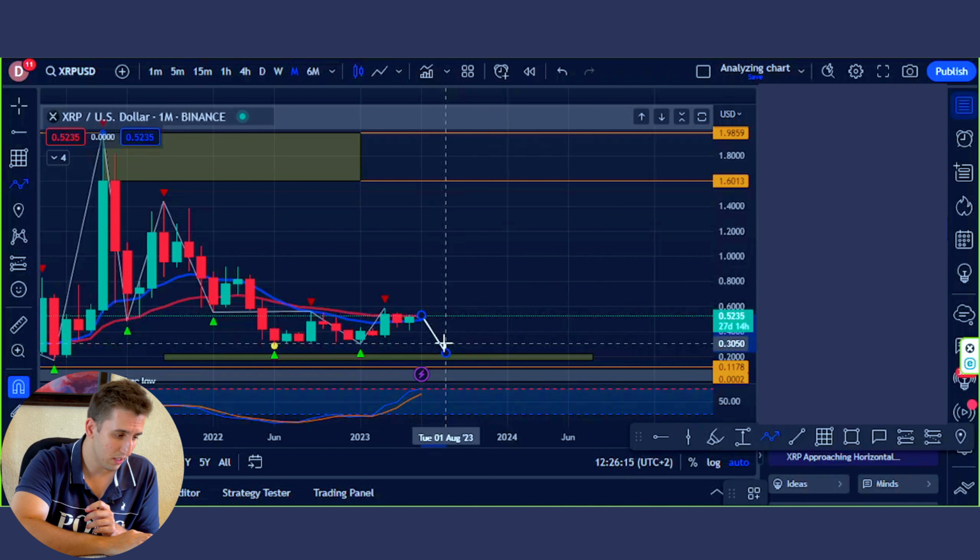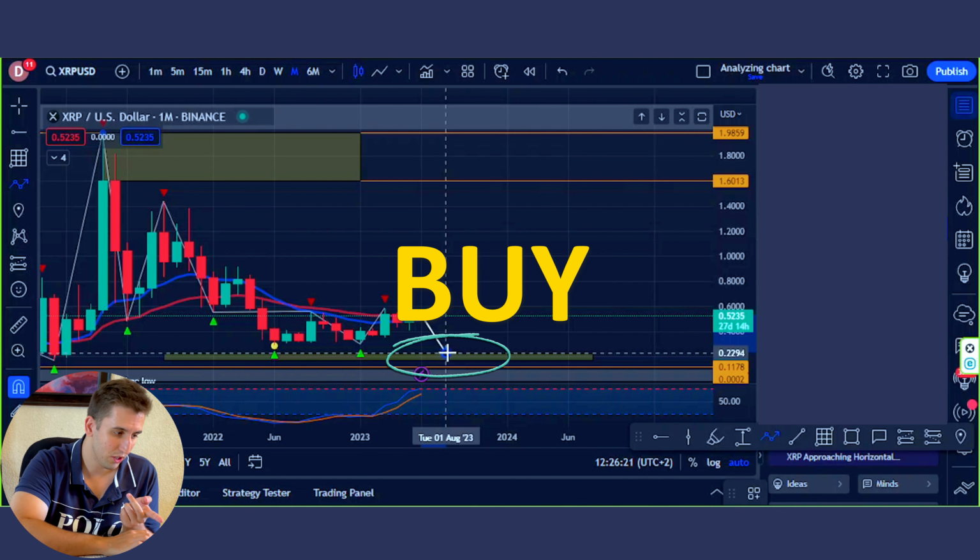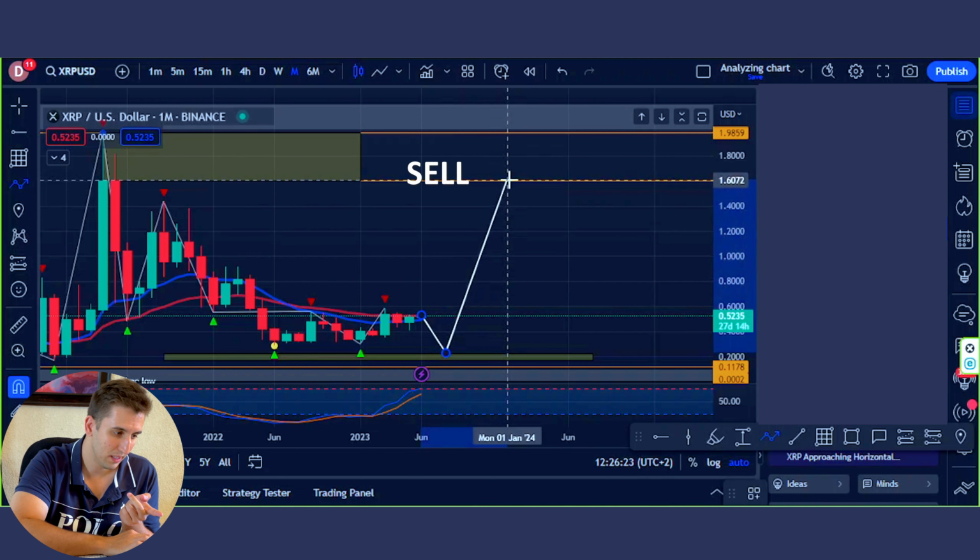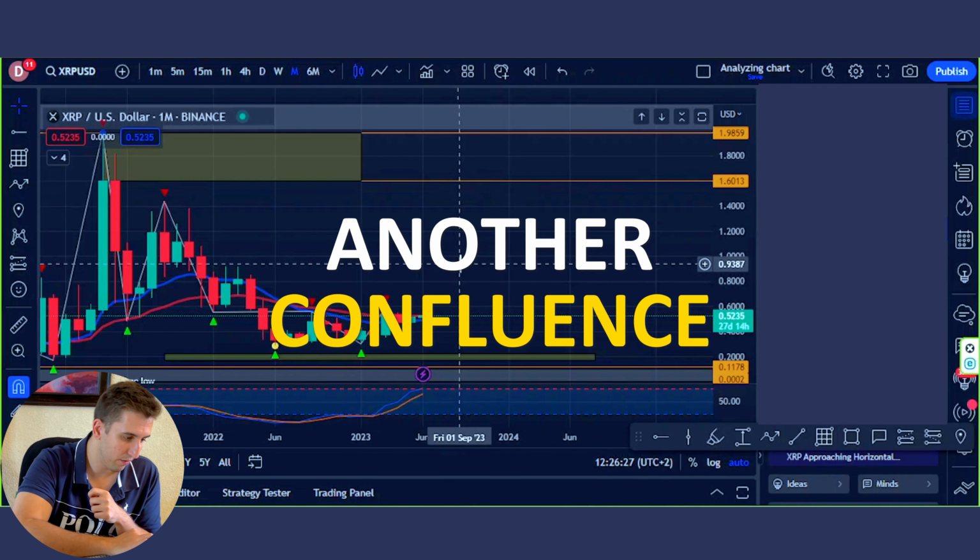If I was personally wanting to get into XRP, I would wait for it to come to this point, and either I would aggressively pull the trigger here and probably sell over here, or I would probably wait for another confluence.